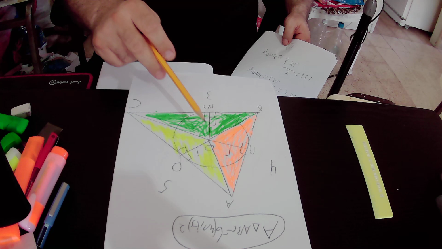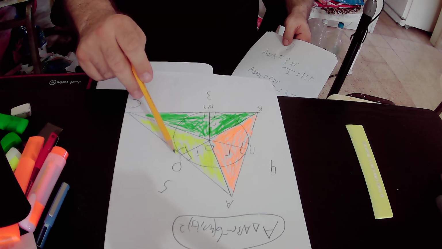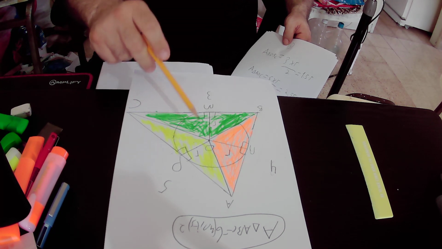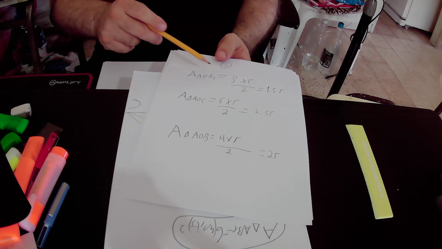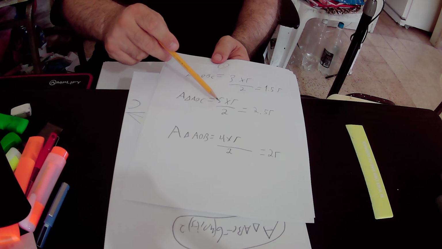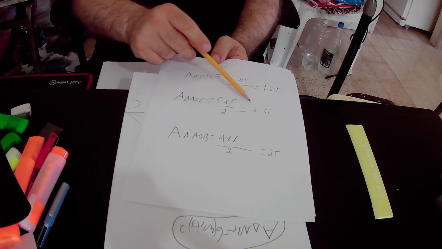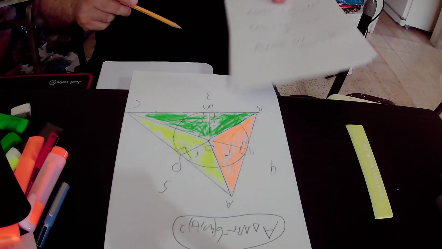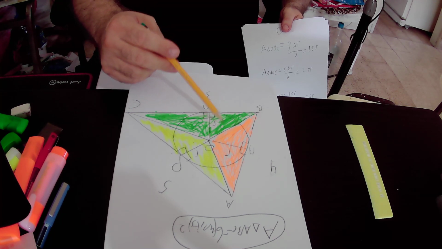So in total, the area of the yellow triangle equals the base, that is 5 units, times the height, that is the radius, divided by 2. The area of the yellow triangle equals 5 over 2 times the radius. 5 over 2 equals 2.5, so in total the area of the yellow triangle equals 2.5 times the radius. And we also calculated the area of the orange triangle.